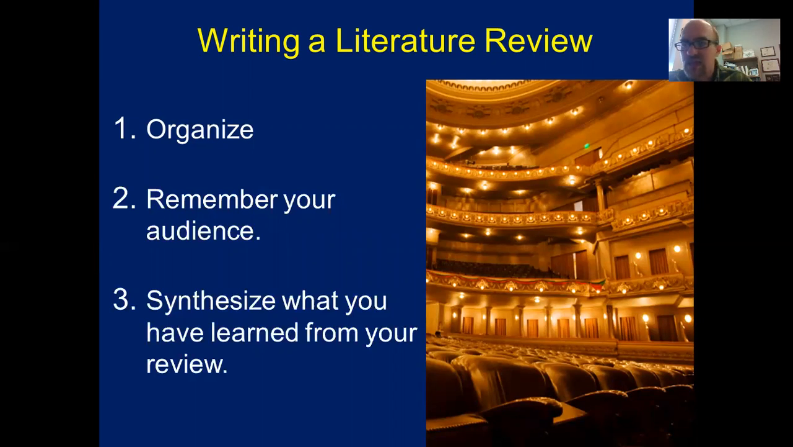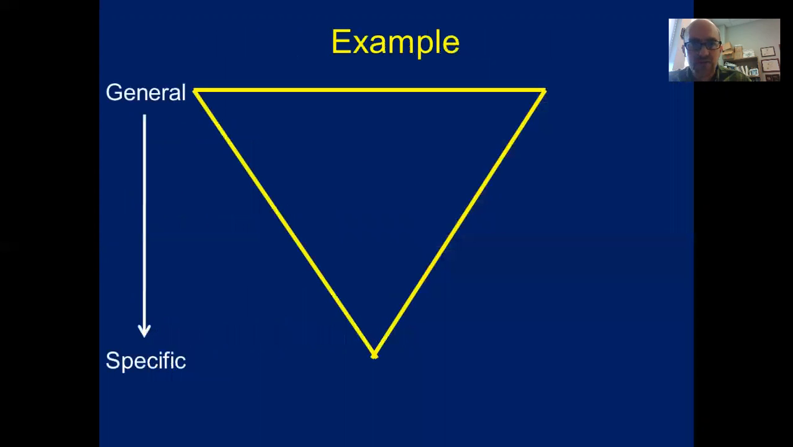And then synthesize. Again, synthesize what you've learned. You're not just writing things down from one paper and then moving to another paper and writing a synopsis of that paper. You're really synthesizing information together in logical categories, so that it flows well and all that good stuff. So this is an example of a way to keep yourself on track as far as how to organize your lit review.